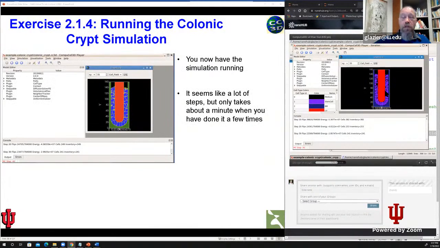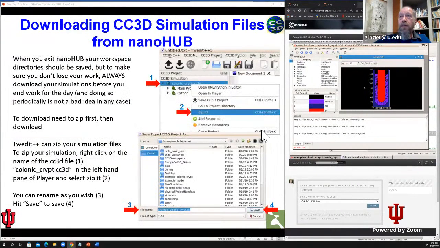And the simulation should look something like this. So that was the point of the exercise. In principle, there are a lot of things we could do to explore the simulation, but for today, we're just going to run it that way.